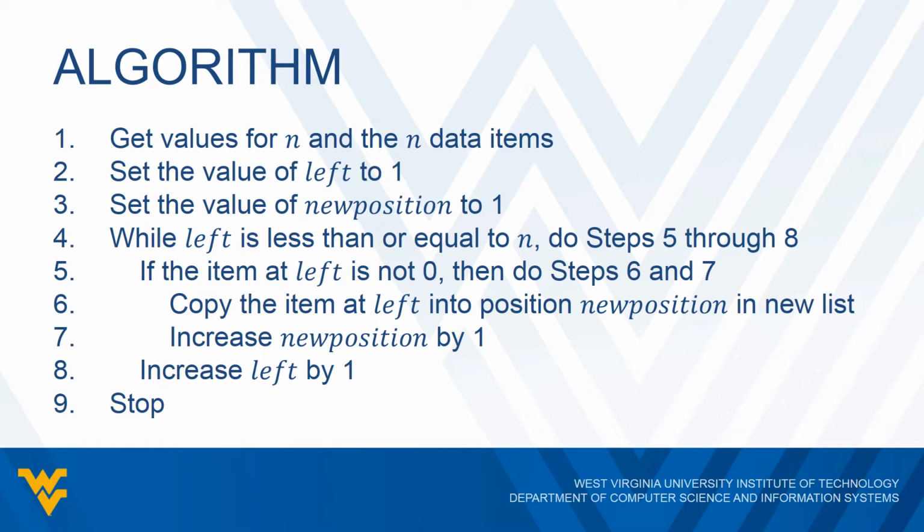Now, step 8 just says that regardless of whether or not we actually copy something into our new list, we need to increment left by 1. We need to look at the next value in the list. So if it's 0, we don't do steps 6 and 7. We just move over to the next spot. If it is something other than 0, then we're going to copy that into our new list. And then finally, once we get all the way to the end of the list, we're going to stop our algorithm.